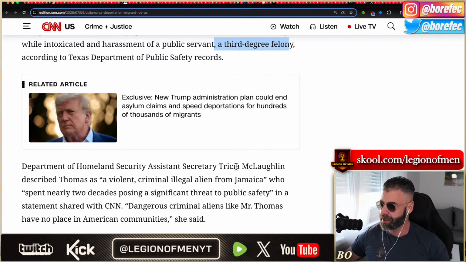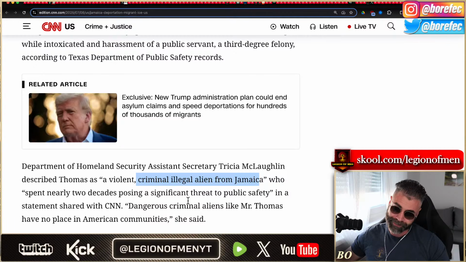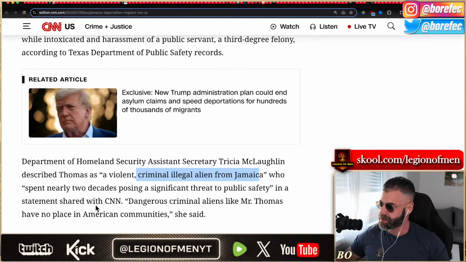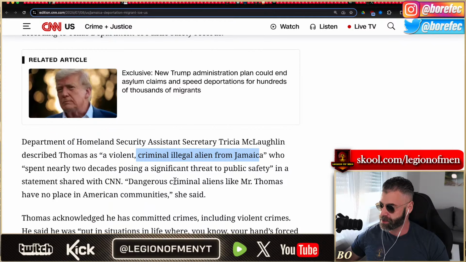Department of Homeland Security described Thomas as a violent, criminal, illegal alien from Jamaica. I don't make the rules. Who spent nearly 2 decades posing a significant threat to public safety. What the hell? And send his ass back. Yeah? He says in a statement shared with CNN, dangerous criminal aliens. Got his ass. And now he got nabbed and he's back in Jamaica.